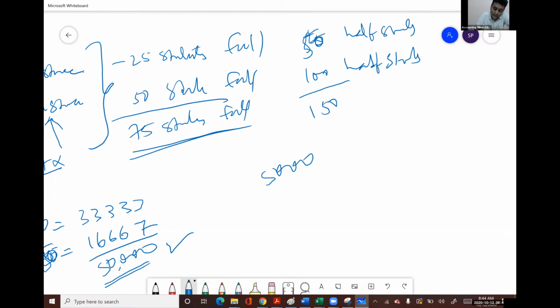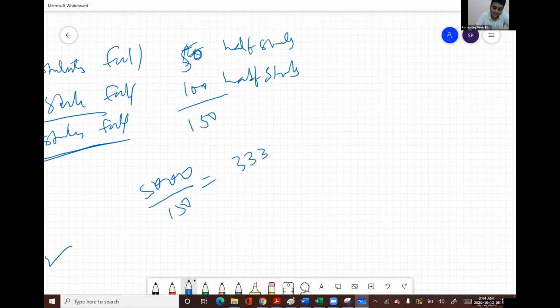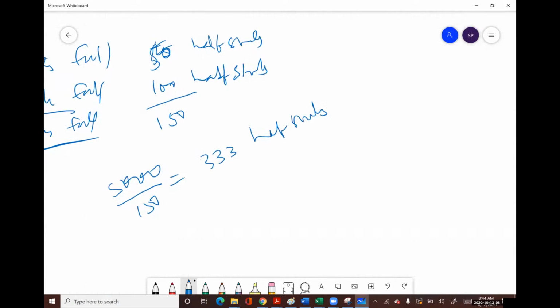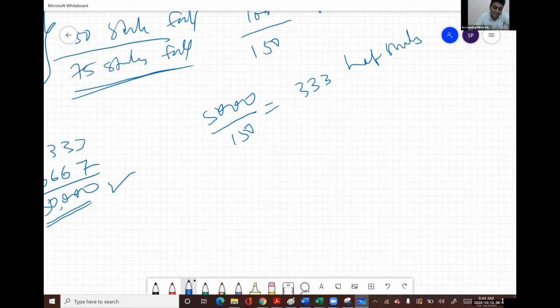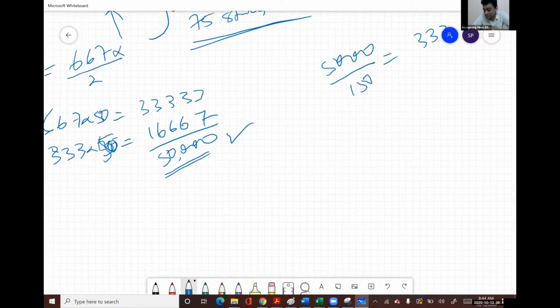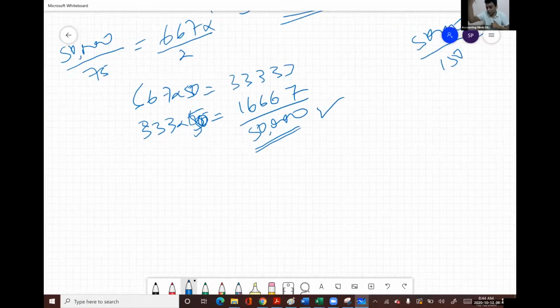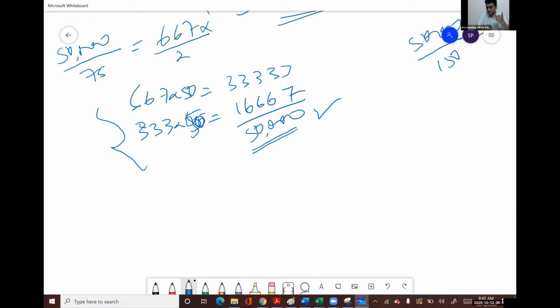50,000 divided by 150 is 333. 333 is what fare? This is for the half student's fare. So 333 will be for half fare students, and the double amount is for full fare students. That's what we calculated here also. From 333 you go to 666. Yes, sir. Got it, sir.